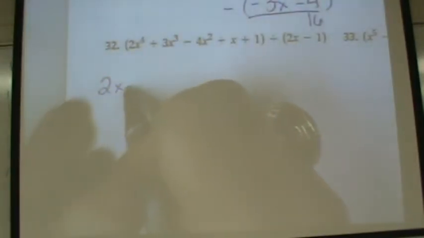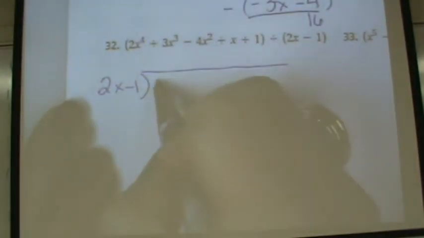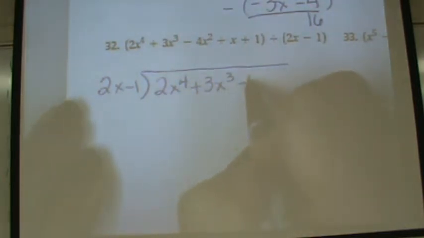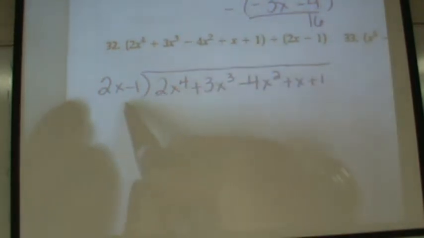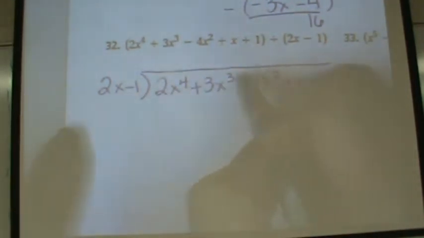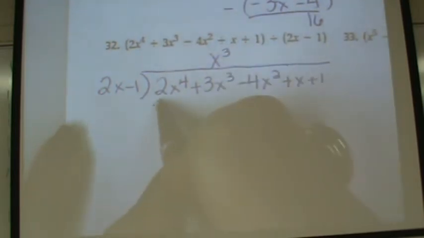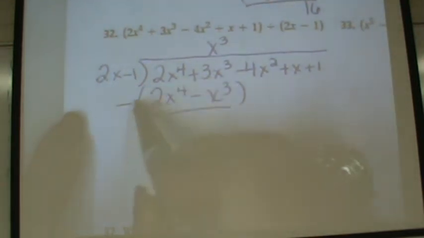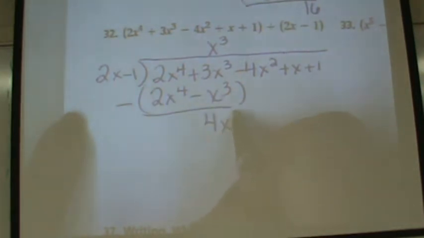Number 32, we have to do long division. We have 2x minus 1 goes into 2x to the fourth plus 3x cubed minus 4x squared plus x plus 1. 2x times x cubed is 2x to the fourth minus x cubed. When we subtract these, you get 4x cubed. Right here, 3 minus a negative 1 is 4x cubed minus 4x squared.